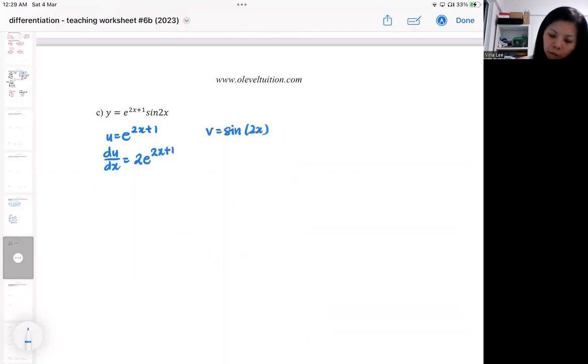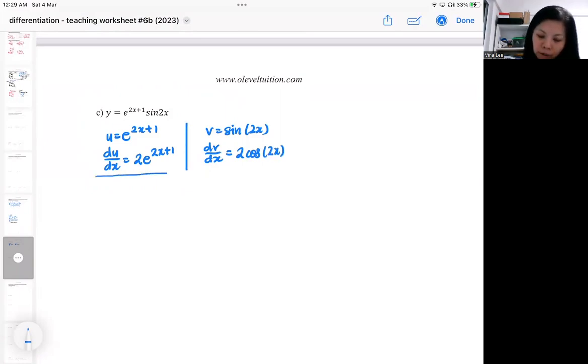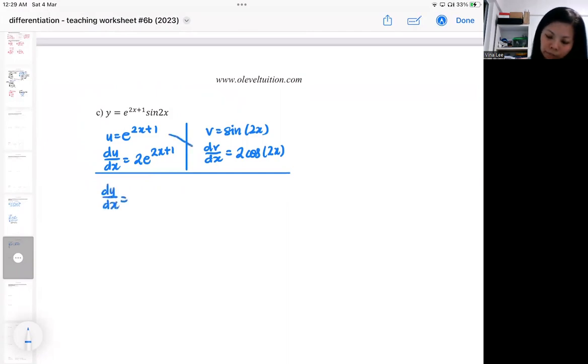So by now, I hope you can mentally do all these small little differentiation. So sine 2x gave you 2 cosine 2x. Okay, where does the 2 come from? In case you forget, you got to differentiate the angle of 2x. That's how I get the 2. Okay. Apply your product rule. So you get 2 cosine 2x e 2x plus 1.